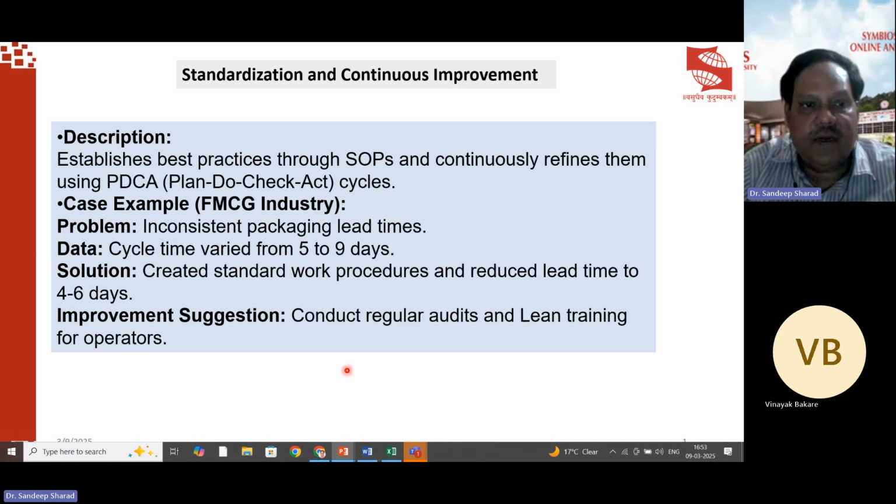Standardization and continuous improvement: develop standard operating procedures and continuously refine them using PDCA cycles. Case example, if we take the FMCG industry, suppose there is a problem of inconsistent packaging lead time. Data: cycle time varies from 5 to 9 days. Solution: created standard work procedures and reduced the lead time to 4 to 6 days. Improvement: conduct regular audits and lean training for the operators.